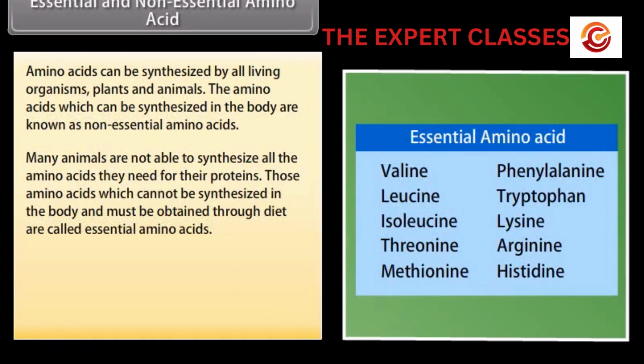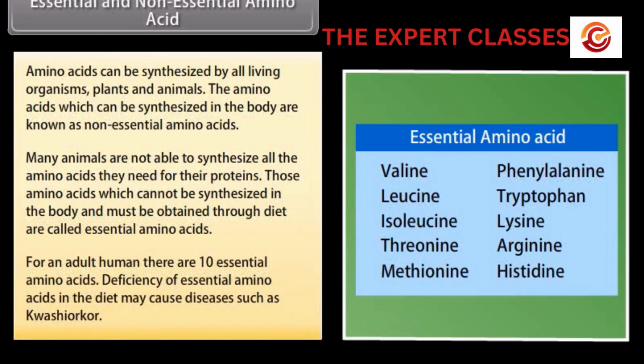Those amino acids which cannot be synthesized in the body and must be obtained through diet are called essential amino acids. For an adult human, there are 10 essential amino acids. Deficiency of essential amino acids in the diet may cause diseases such as kwashiorkor.